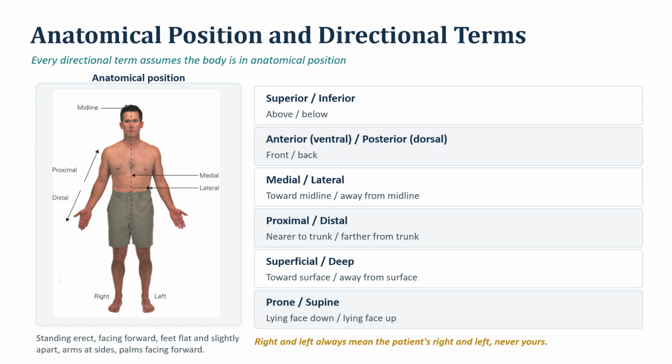Superficial means toward the surface, deep means away from it. And two positioning terms you will use daily. Prone is lying face down, supine is lying face up. One rule I want burned into your memory, at the bottom of the slide there. Right and left always refer to the patient's right and left, never yours as you face them. Charting a wound on the wrong side is a real and preventable error.